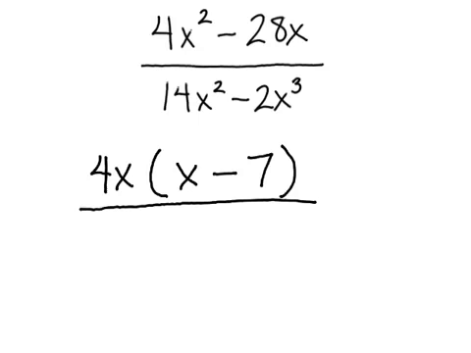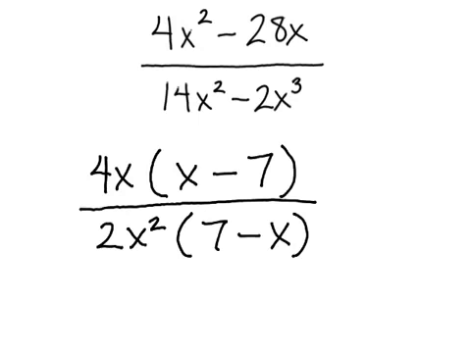Now for the bottom. 14x squared minus 2x cubed. You notice 2 divides both of them, so that's part of the greatest common factor, and they both have an x squared minimum in them, so we can factor out 2x squared. Once we do that, we are left with 7 minus x. Now that everything's factored, we can go ahead and start canceling things out, reducing them.